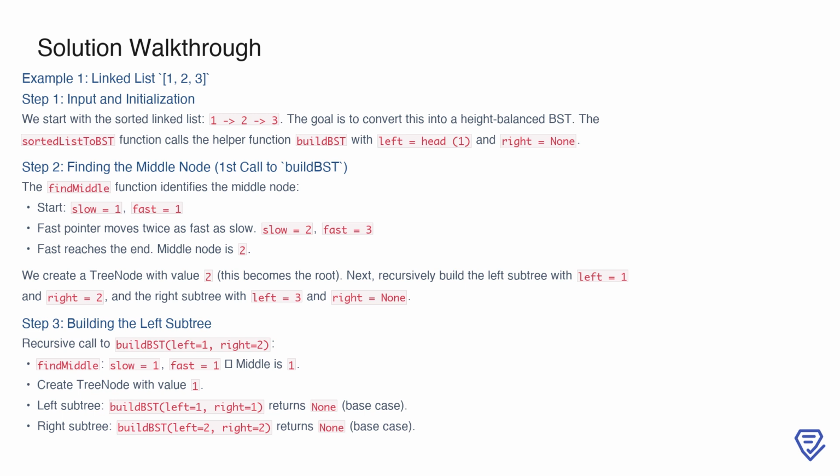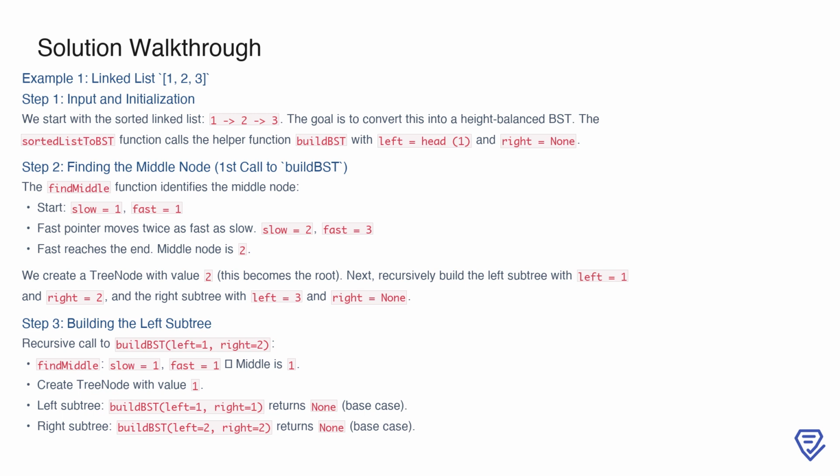The first step in buildBST is to identify the middle node of the current range using the findMiddle function. Here, both the slow and fast pointers start at the first node, which is 1. As the fast pointer moves 2 steps at a time and the slow pointer moves 1 step, the slow pointer eventually stops at 2 while the fast pointer reaches the end of the list. This makes 2 the middle node of the current range, and we create a new tree node with the value 2. This node will serve as the root of our BST.